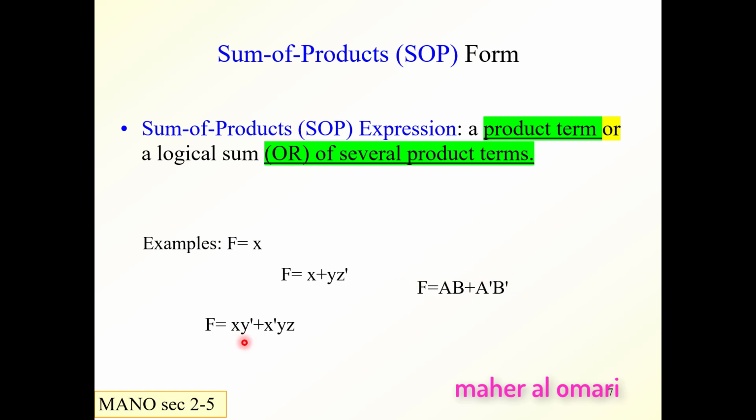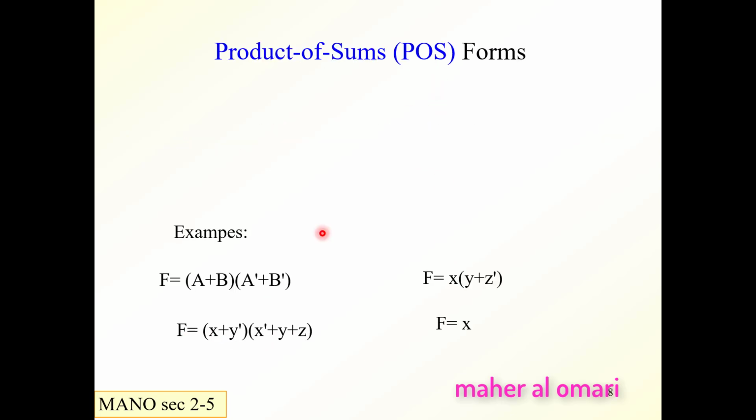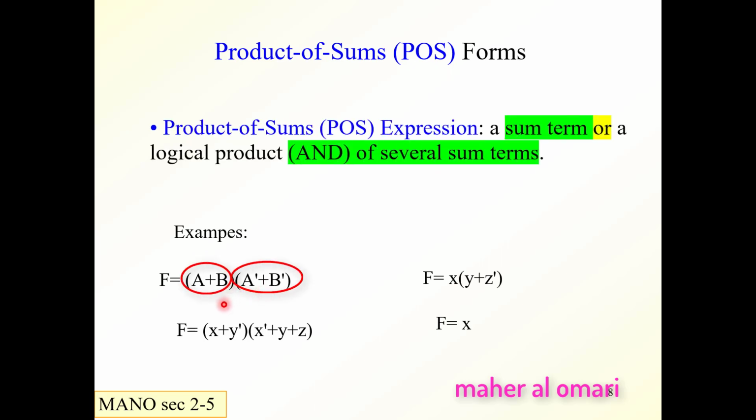This is another example. This is a product term and this is a product term, and the sum between them. So this function f is put into the standard sum of products. In the product of sums, the function is the AND between sum terms. This is a sum term, as we saw before, and this is a sum term. The product of these two will put the function in the standard product of sums. In this example, this is a sum term, and this is a sum term, and the AND between them will give the function in the standard product of sums form.